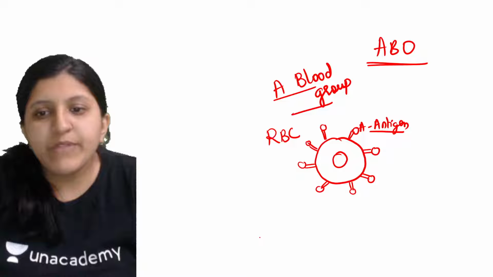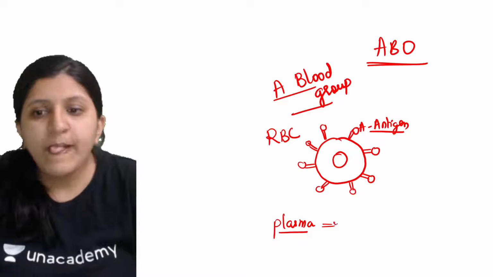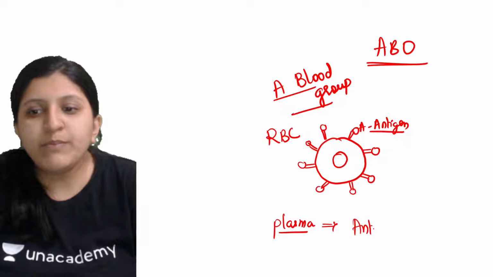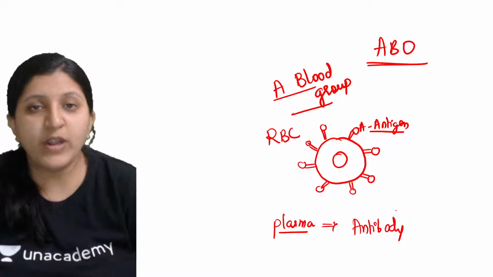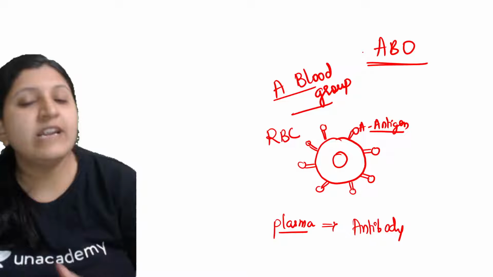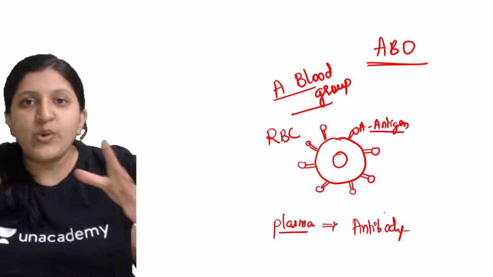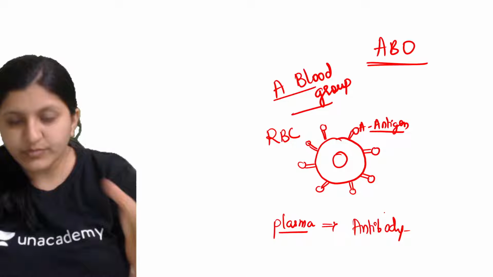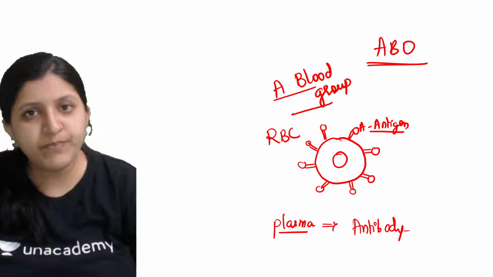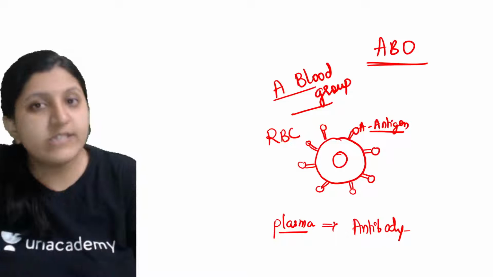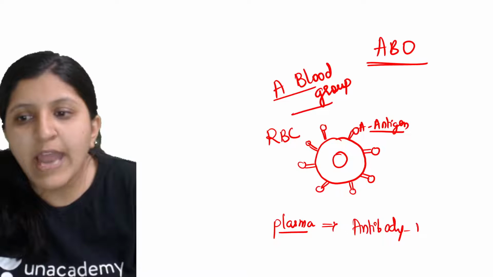Now, what is there in the plasma? The plasma can have antibody B. There cannot be the same type of antigen and antibody. If both the antigen and the antibody of the same type are present, they can react with each other. Antigen A will react with antibody A, and if both react, it can lead to destruction of this RBC. That is why the plasma will have antibody B.